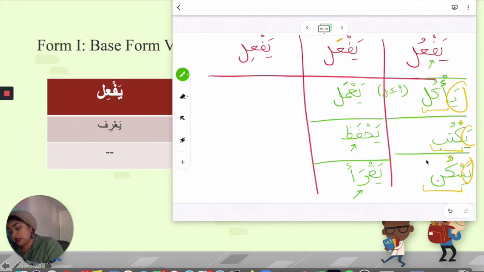And then the last one, yaf'il, when you have a kasra here, like ya'rif. Here's your second root letter, it has a kasra. Okay. And you don't have to find an example because that's the only example that we have, that we've done so far, that has that. That is what we consider form 1.